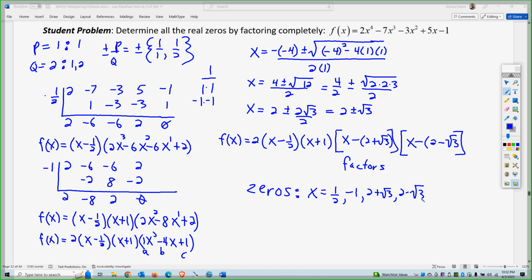Okay, so notice the first two answers are actually in the list because they're rational. The second two answers are not in the list because they're irrational, because the P over Q are only the rational answers. So make sure that when you get down to a quadratic, you don't do the P and Q method anymore, because the last two answers might be irrational or imaginary. That's the end of part 2.